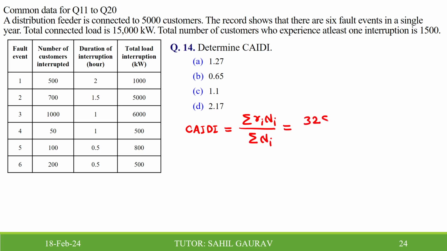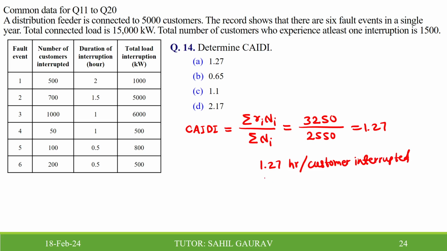Customer interruption duration is 3250, and the ratio to 2550, that is customer interruptions. So it will give you 1.27. Since it is duration, the unit is 1.27 hour per customer interrupted, and in minutes it will give you 76.2 minutes per customer interrupted. So therefore A is the correct answer.